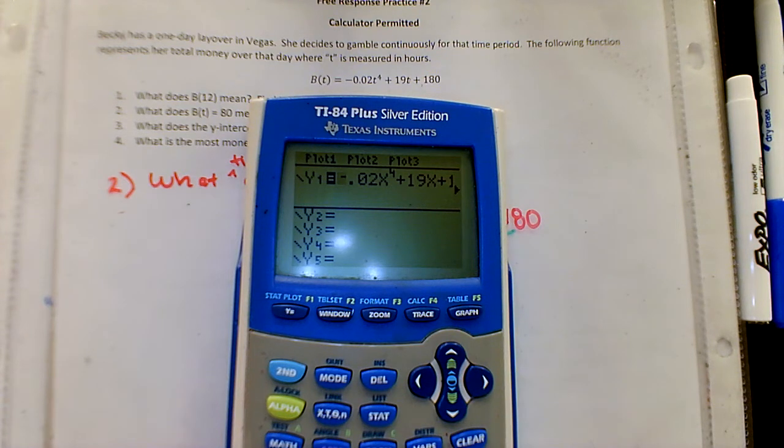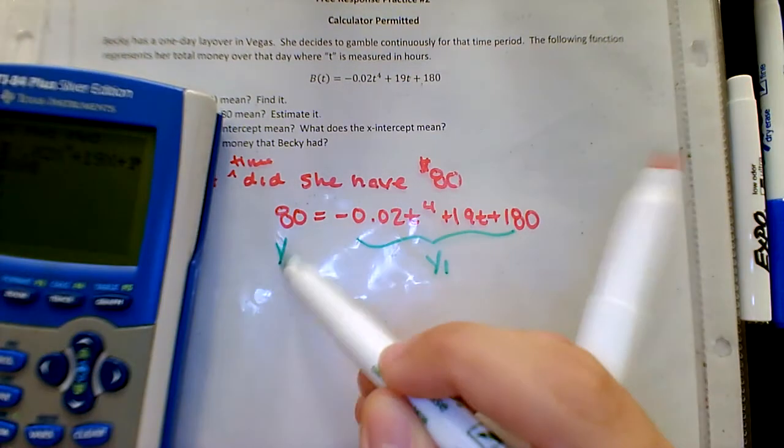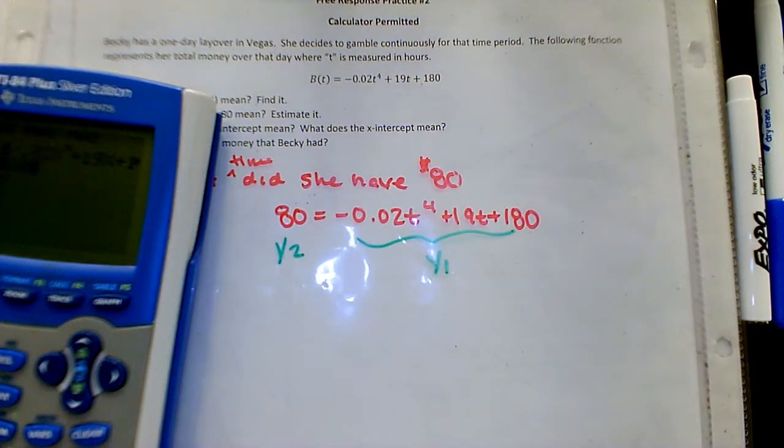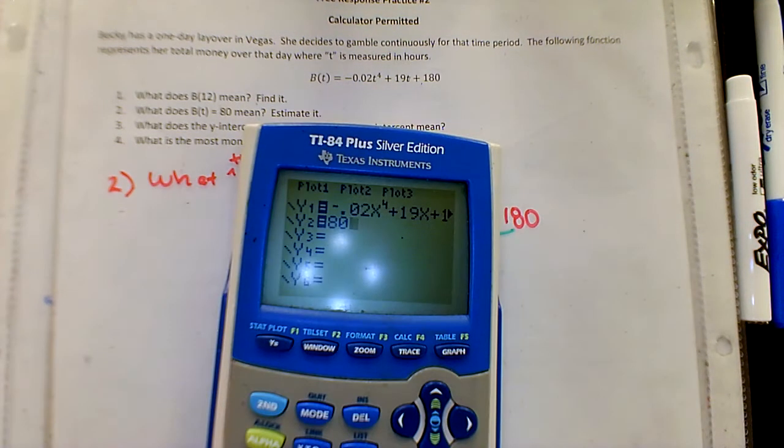What else do we need to type in? You're on a roll. I'm going to give you a break. Go ahead, Olivia. Y2 is 80. Okay, we're trying to figure out where these two equations are equal, meaning where they're exactly the same. So it might be beneficial for us to graph the other one as well. Okay. Before we hit graph, what else should we do?